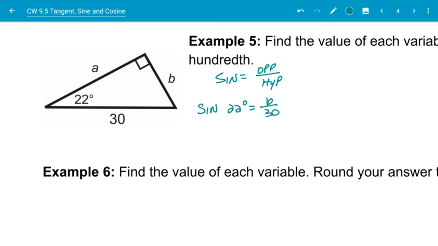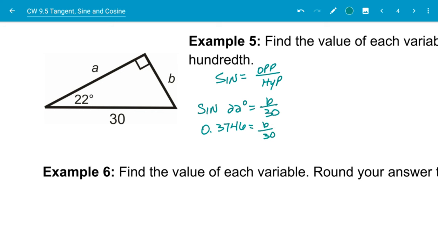So first thing I'm going to do is find my sine of 22. I'm going to put 22 and hit sine on my calculator. And I get 0.3746. And remember, I always go out to 4 decimal places. Now they want the answer to the hundredth. So if we have 4 decimal places, we're well past the hundredth, so we'll get an accurate reading here.